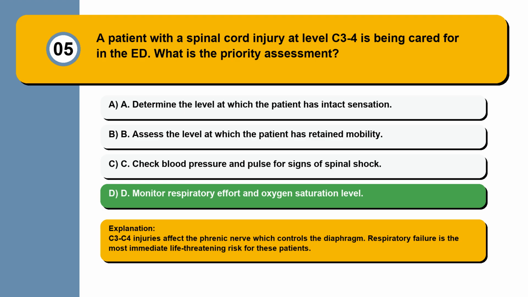C3-C4 injuries affect the phrenic nerve, which controls the diaphragm. Respiratory failure is the most immediate life-threatening risk for these patients.